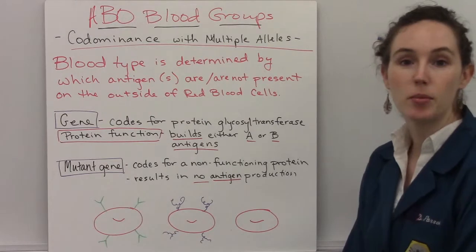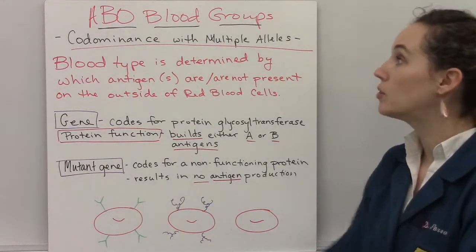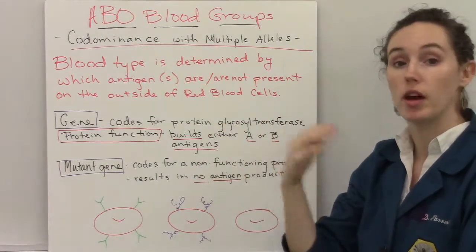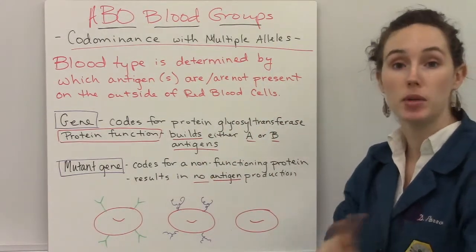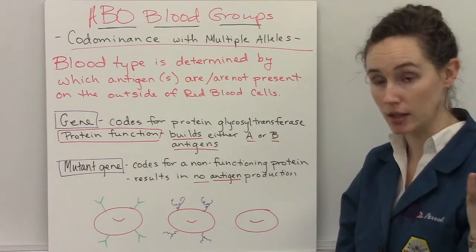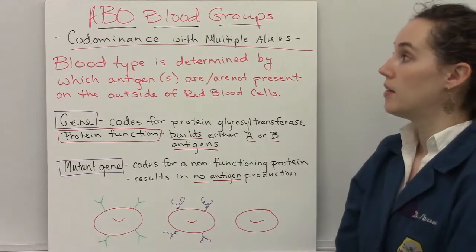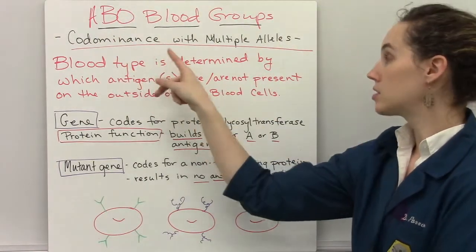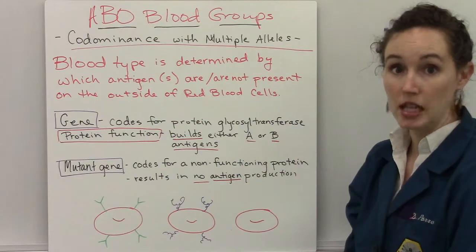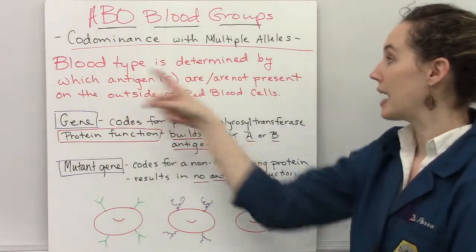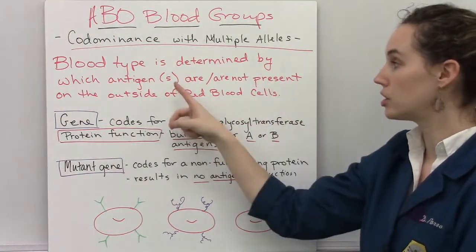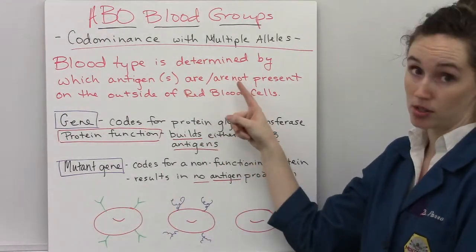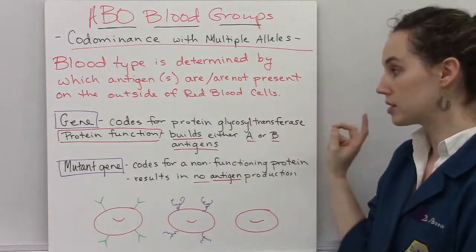This video is about following the mode of inheritance for ABO blood groups, which is what determines whether you have type A, type B, type AB, or type O blood type. The mode of inheritance for your blood type is codominance, but with multiple alleles. Your blood type is actually determined by which antigen or chemical marker is or is not present on the outside of your red blood cells.